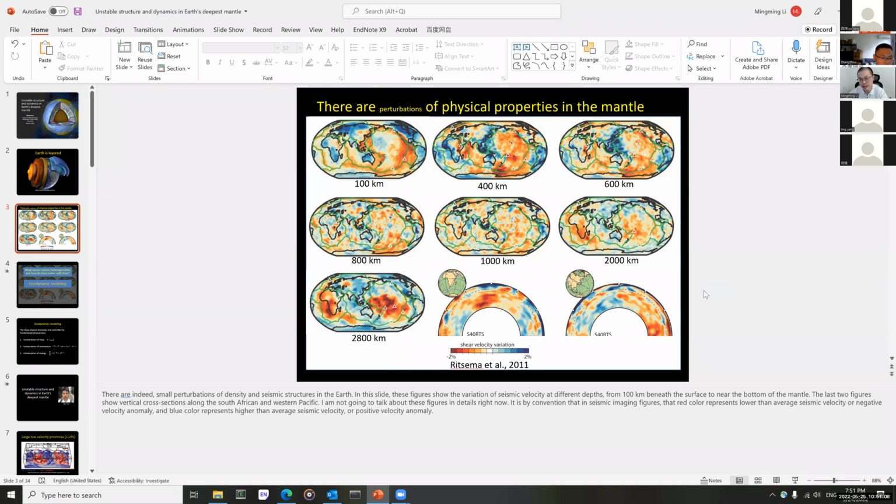Temperature difference. I believe temperature will be similar because the temperature of the two LLVPs, they are controlled by core temperature. And the core temperature, they are just homogeneous everywhere, and they should have similar temperature.